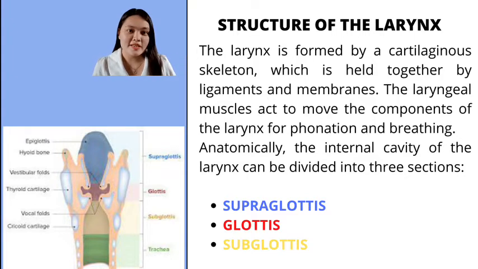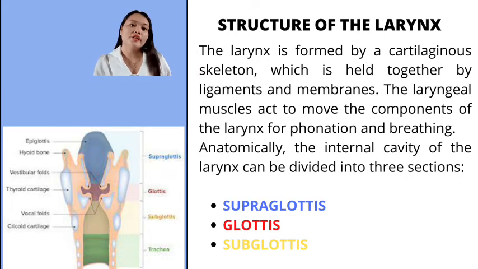The supraglottis, from the inferior surface of the epiglottis to the vestibular folds or false vocal cords. The second one is the glottis. It contains the vocal cords and 1 centimeter below them. The opening between the vocal cords is known as the rima glottidis, the size of which is altered by the muscles of phonation. Then the subglottis.